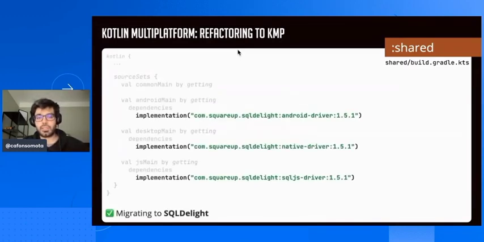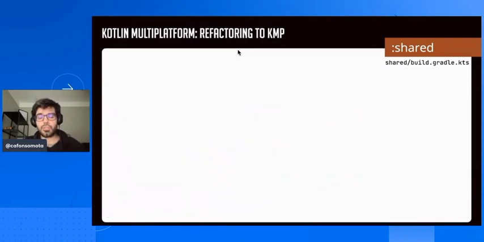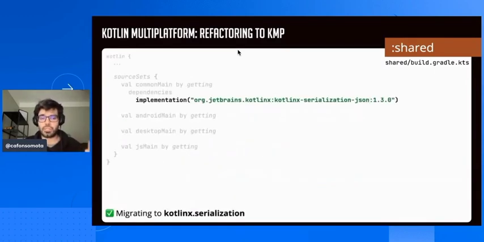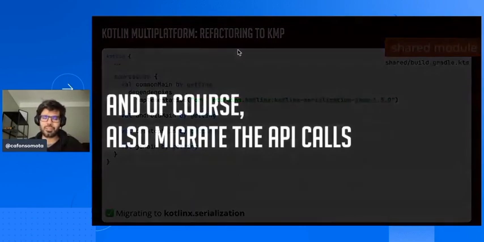Migrating SQLite, you need to use SQLDelight and add the Android driver, native driver, and SQL JS driver. And if you're using Kotlinx serialization, you just need to add it on common main. Of course, this sounds really, really simple, but you need to migrate all the API calls. Okay, all the calls that you're making need to be done using these libraries.